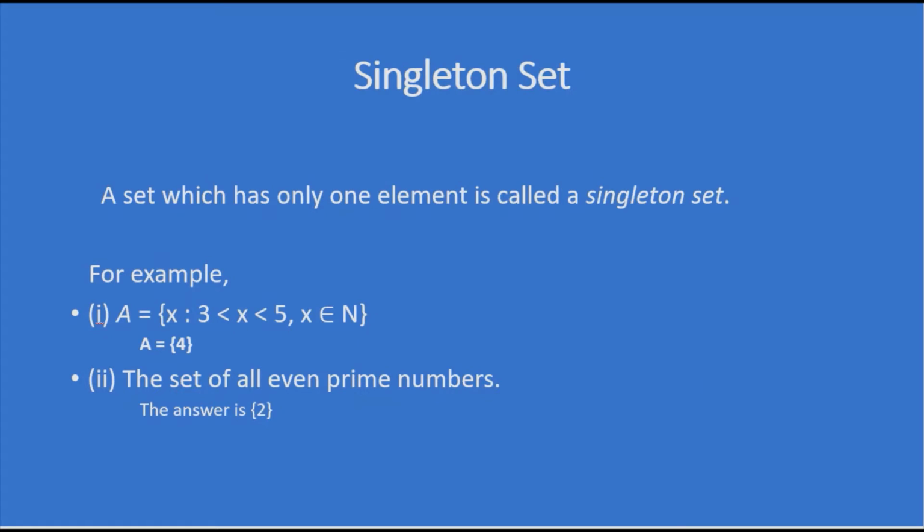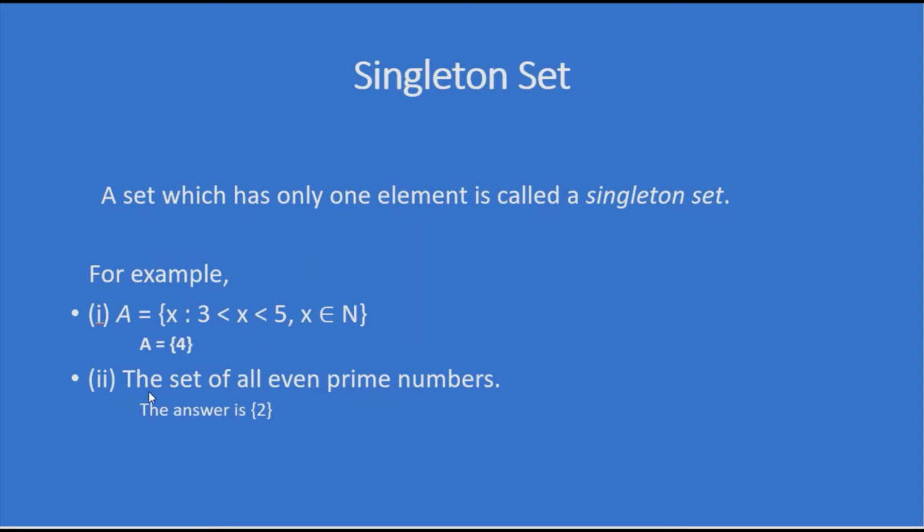Singleton set. A set which has only one element is called a singleton set. For example, A is a set of x in which x is between 3 and 5, x is an element of natural numbers. So what is the natural number that exists between 3 and 5? It's 4. So A is a set of 4. So here only one element is present and hence this is called a singleton set.